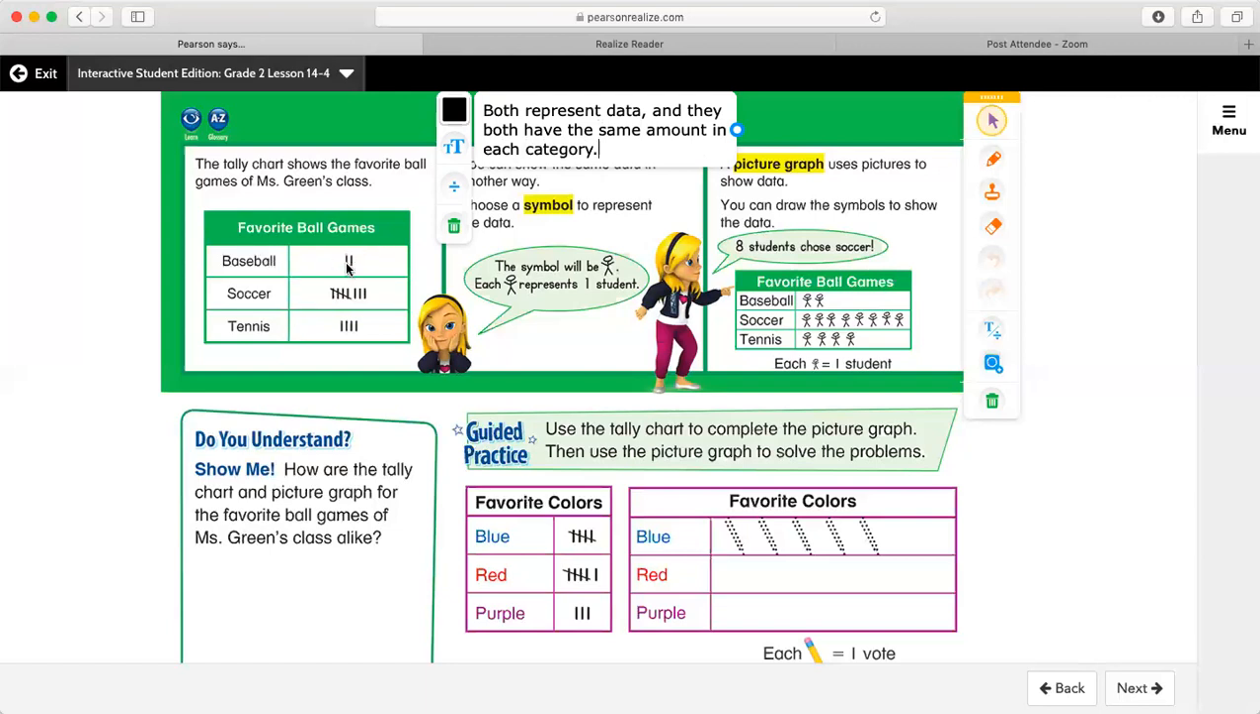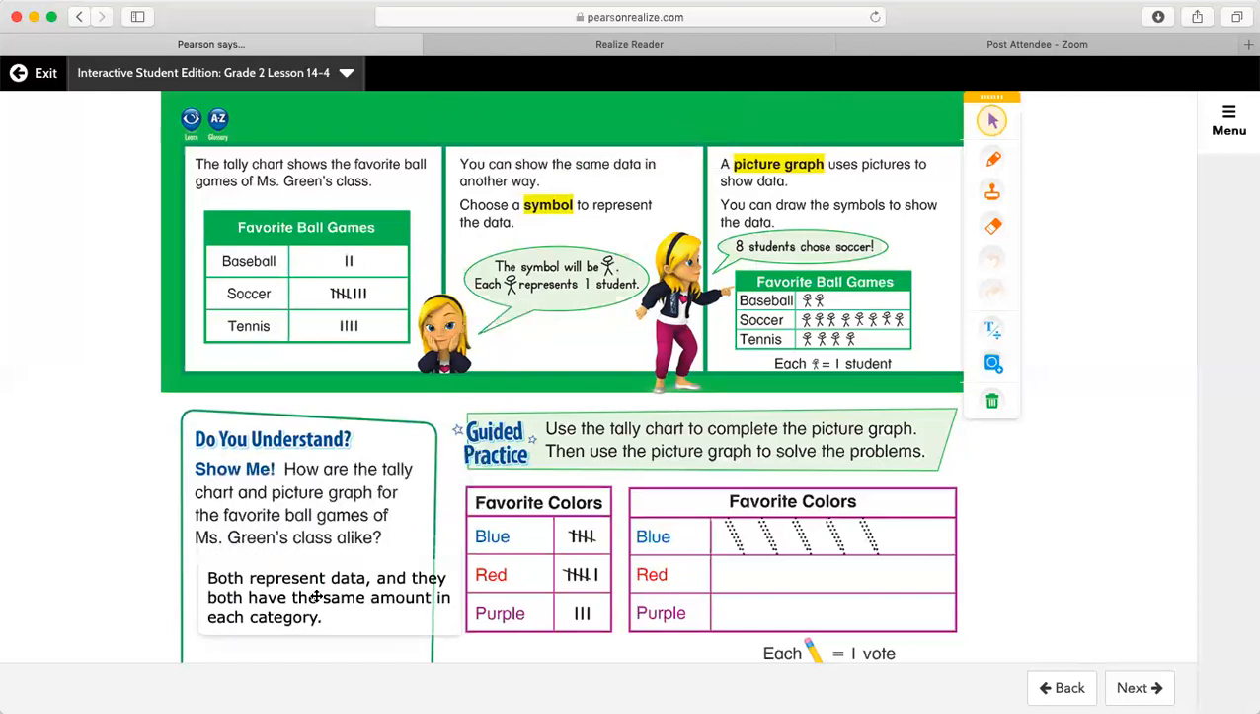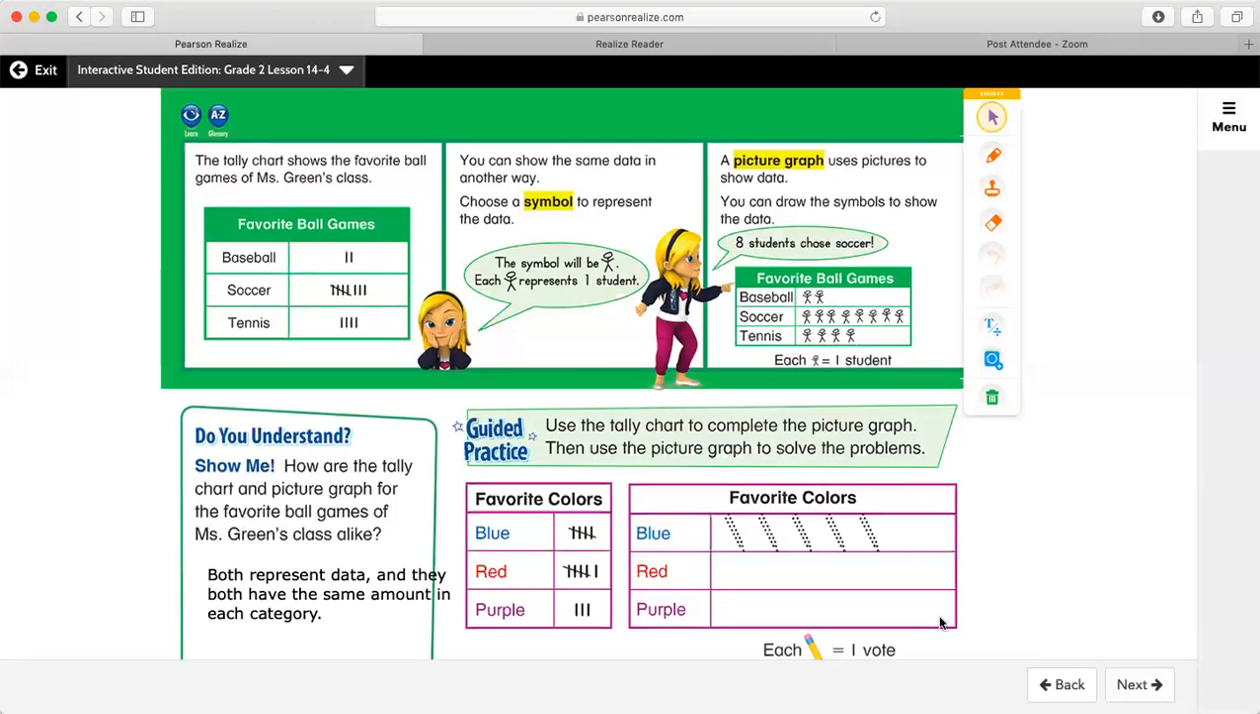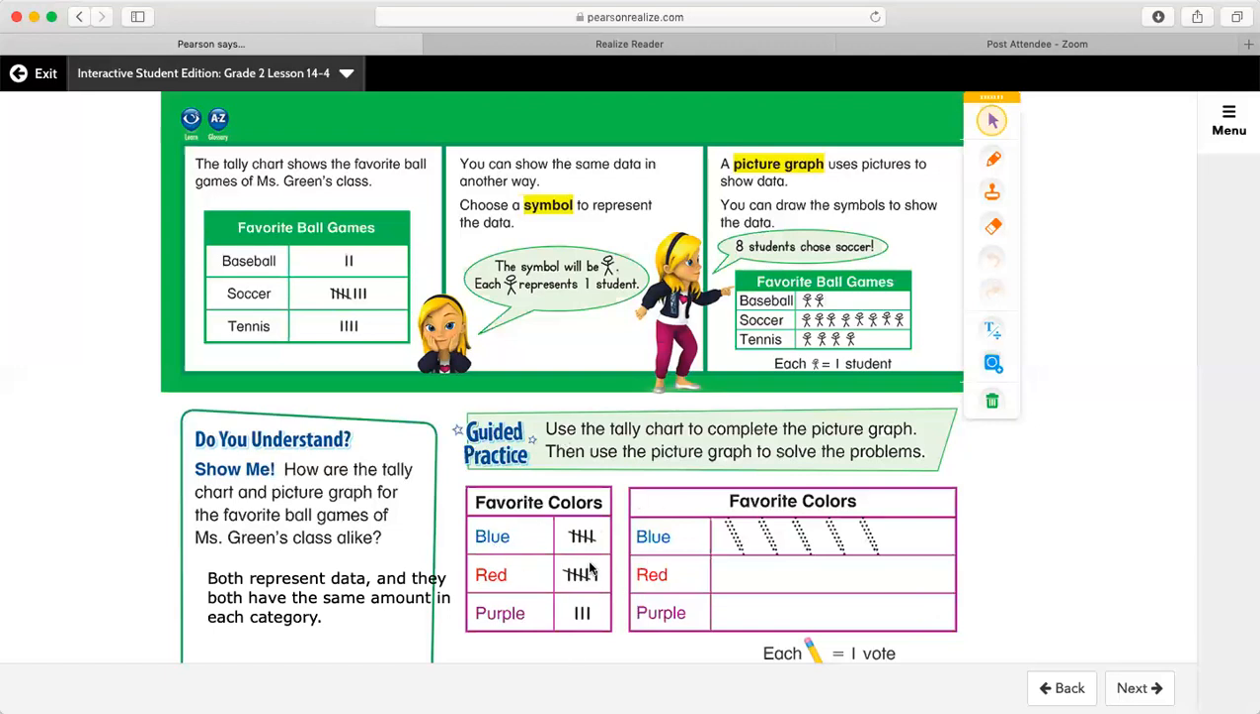There are 2 people that chose baseball as their favorite. That's in the tally chart. They also have 2 pictures in the baseball category. So they have the same amount in each. If your picture graph has one more or one less, you should go back to your tally chart and double check. They should have the same in the tally chart and in your picture graph. Okay? So down here for the guided practice, you're going to use the tally chart to help you finish the picture graph and answer the 2 questions.